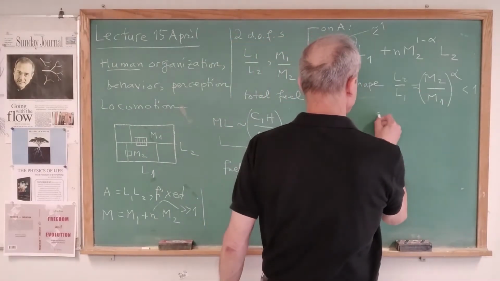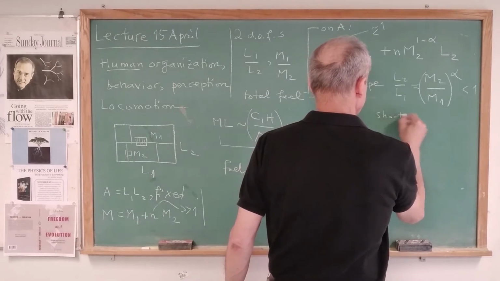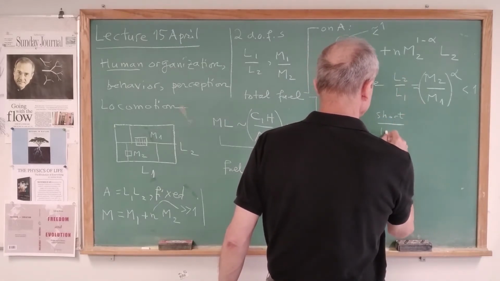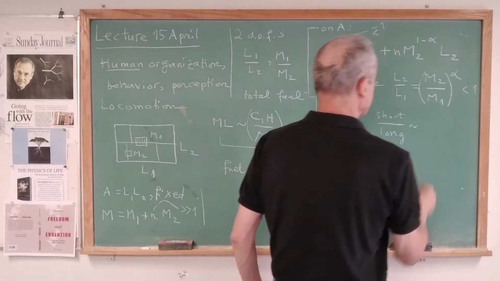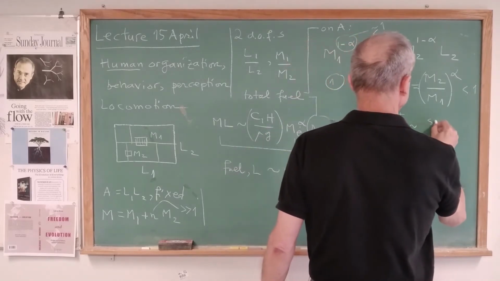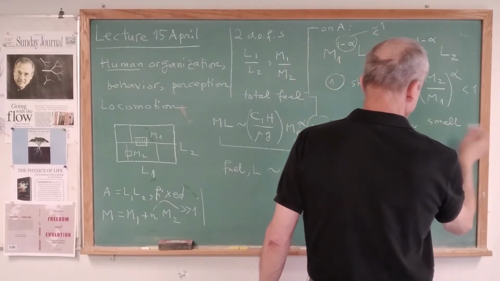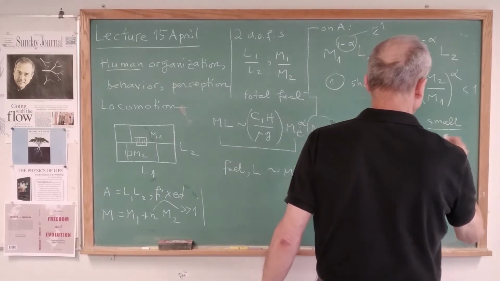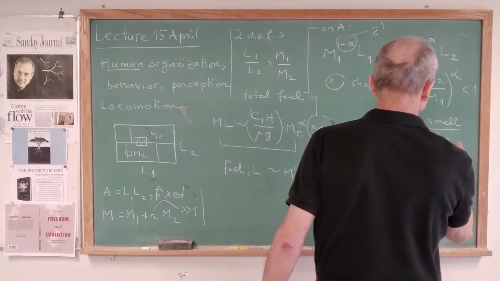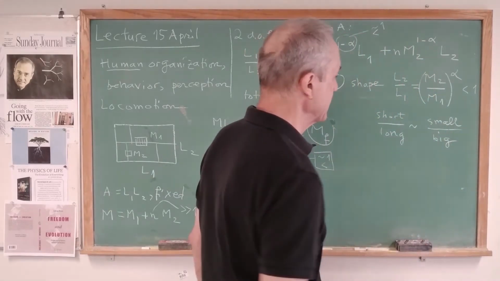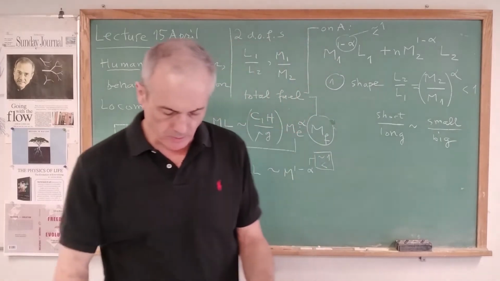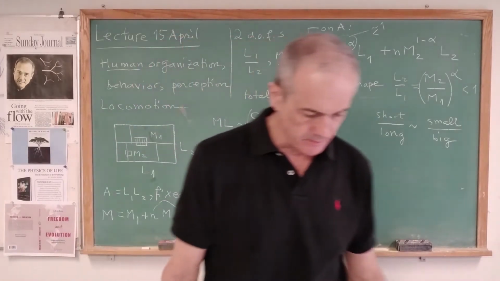In any case, this is the first result, also memorized as short divided by long, belongs to small movers divided by big movers. So that's a qualitative conclusion worth remembering.